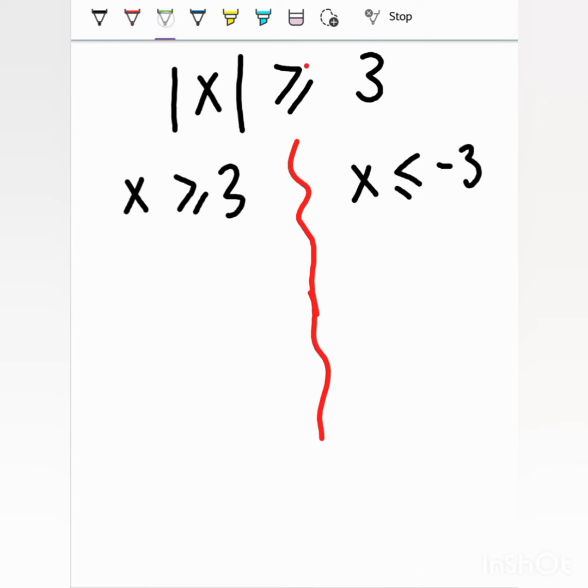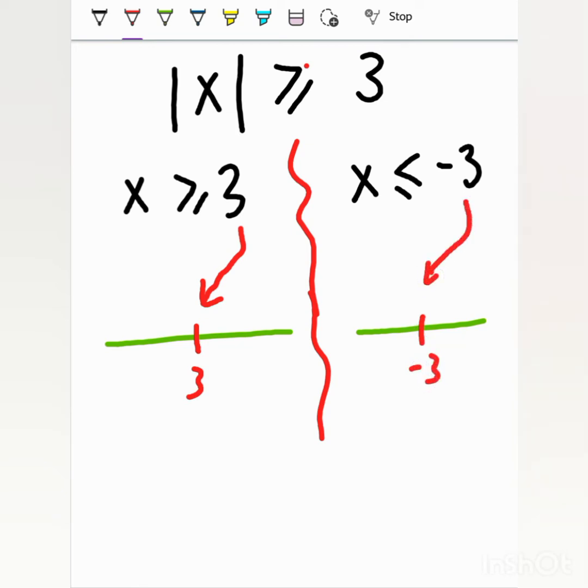You draw a line like this and the line here like this. You put the 3 in the middle, and you put the negative 3 in the middle. Okay, we have an equal sign here and here, so I draw the circle filled. Fill the circle.